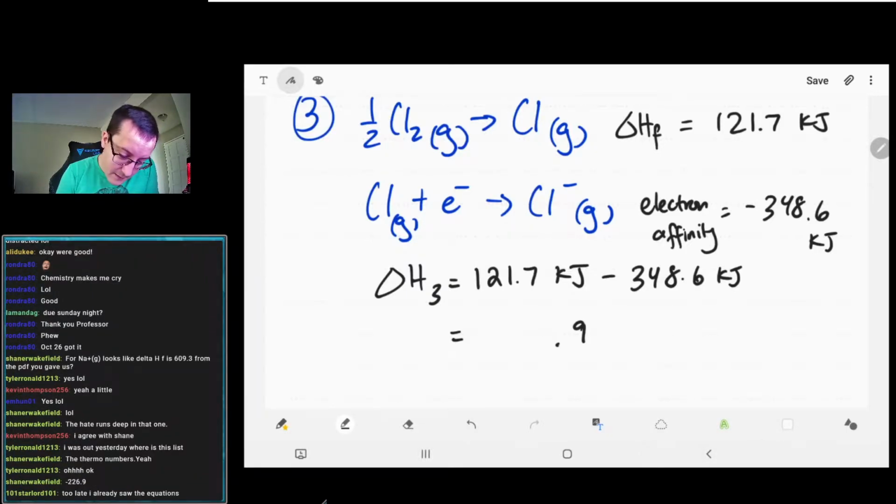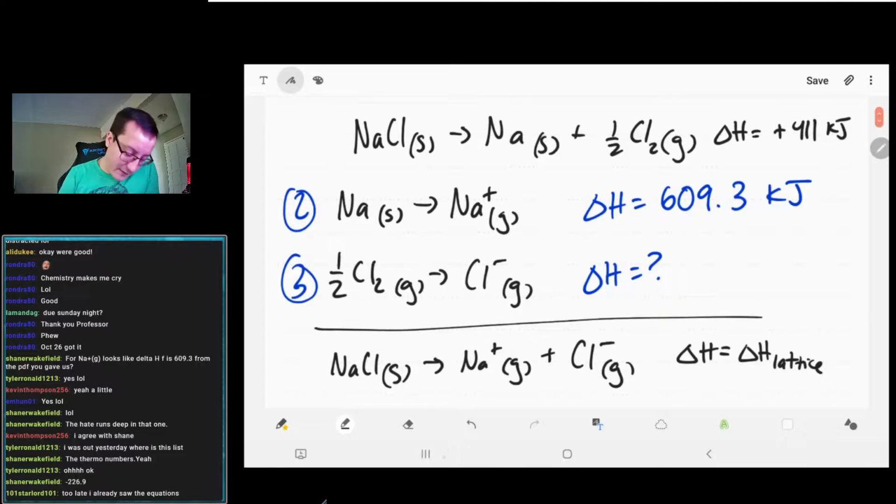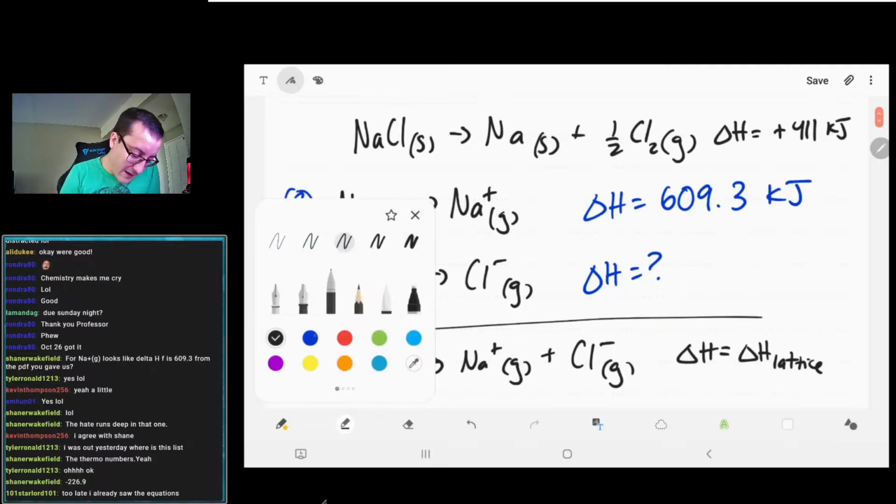0.9, 6, 2, wait, I don't know how to do subtraction, guys. Thank you, Kevin. Hey, look, I got 3 of those numbers. Okay, negative 226.9 kilojoules. So overall, our lattice energy, we're going to be able to figure out by messing with all of these numbers here.